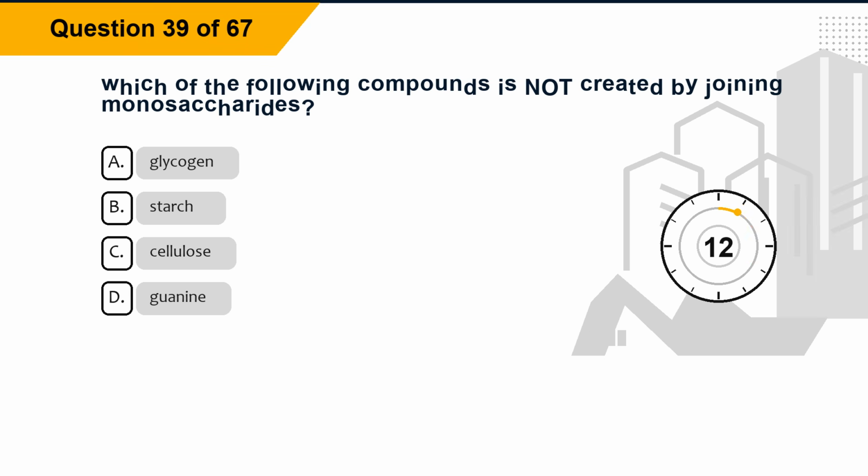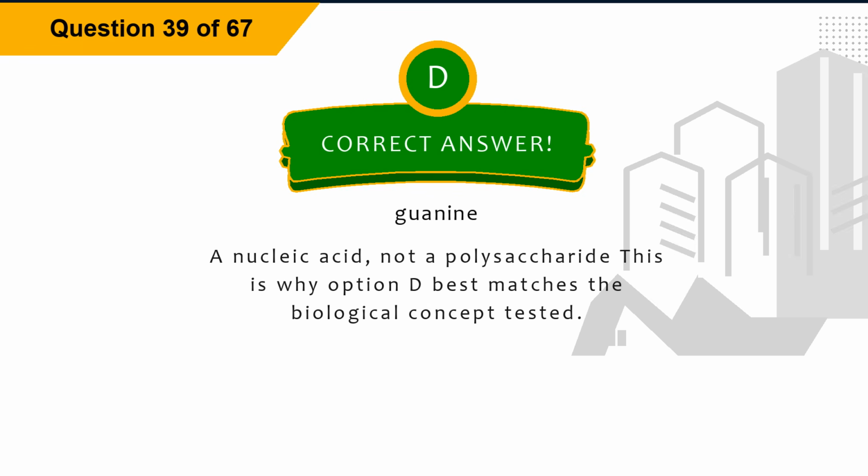Question 39. Which of the following compounds is not created by joining monosaccharides? Option A. Glycogen. Option B. Starch. Option C. Cellulose. Option D. Guanine. The correct answer is option D. Guanine. Explanation. A nucleic acid, not a polysaccharide. This is why option D best matches the biological concept tested.